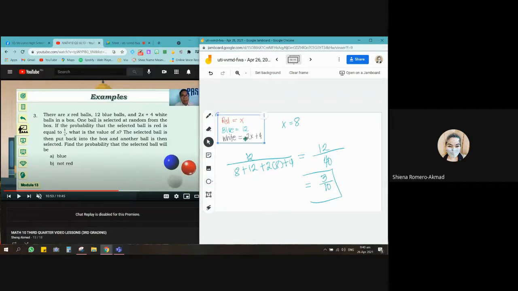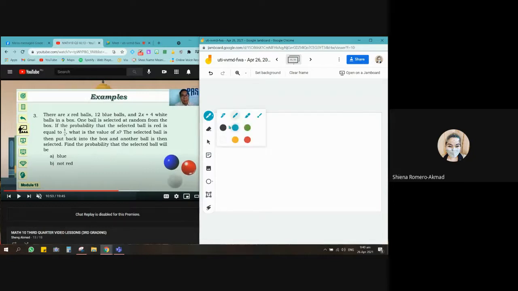Select natin siya. Now, how about for the white ball? Or I mean, not red. How about for the given dito na not red? Paano naman kung not red? Anong gagawin natin? Alin ba dito ang hindi red? Pwede tayong mag-solve na, no?